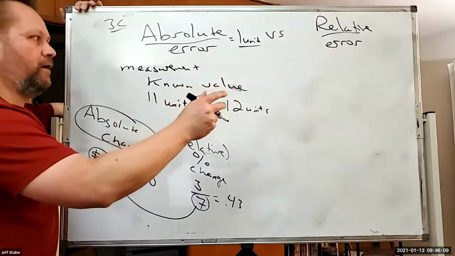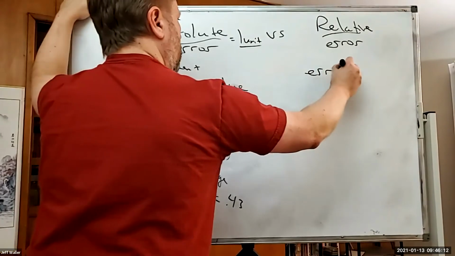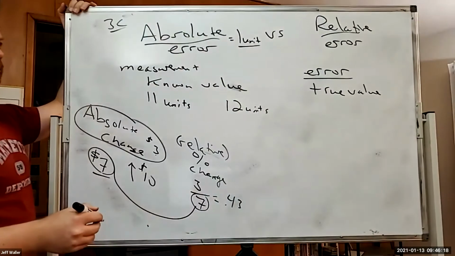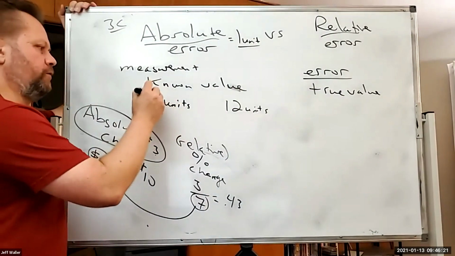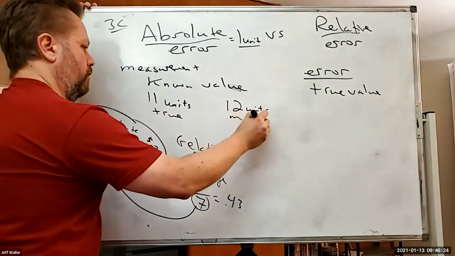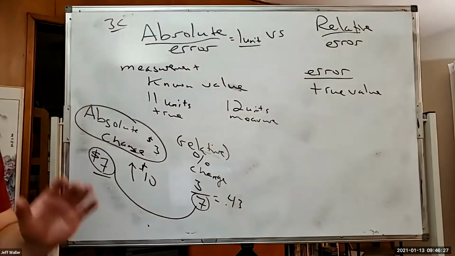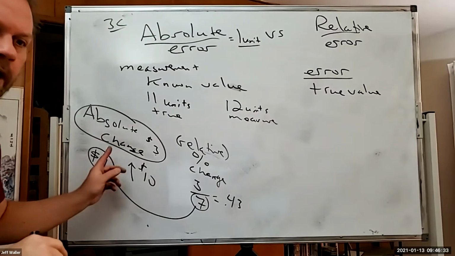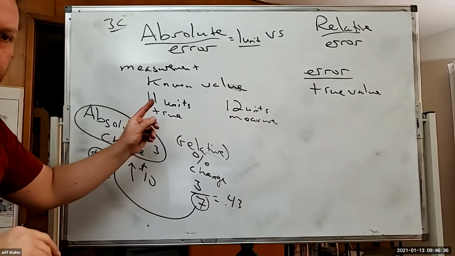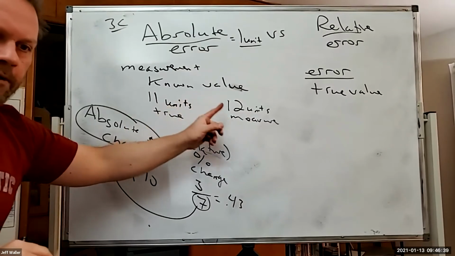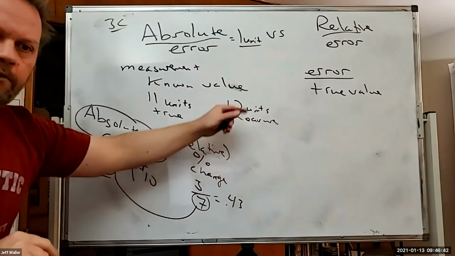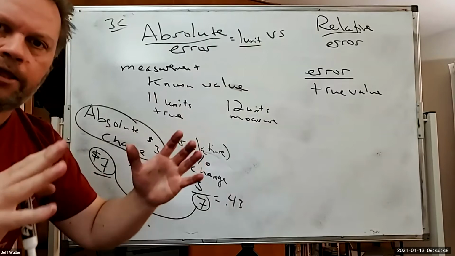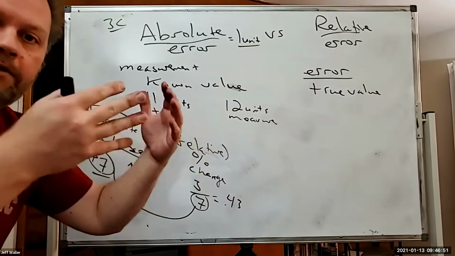So the relative error would be the error divided by the true value. So this is the true value, and this is what I measure. All right, everybody stay with me. So instead of there being an original and then a change, there's a known value and a measured value. So what do I always divide by to make it a percentage? I always divide by the true value. It kind of makes sense. I want to compare what I did to what's true.